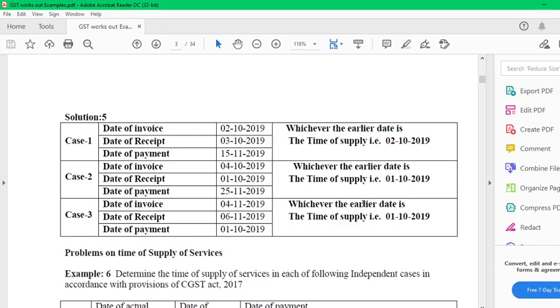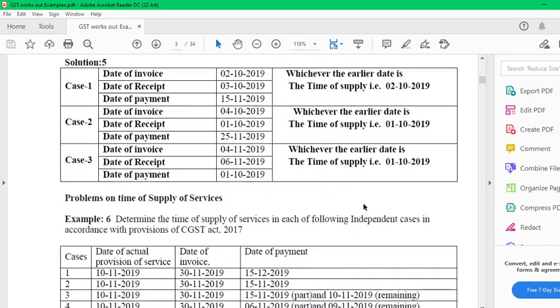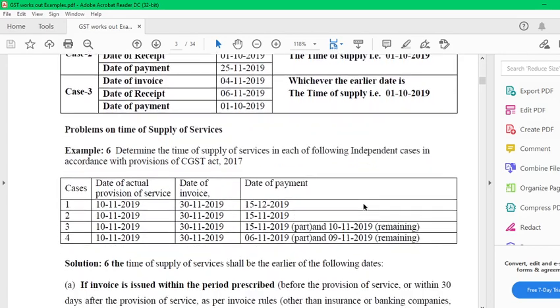Case 2, date of invoice 4, date of receipt 1/10, date of payment 25. 1/10 is earlier. Case 3, 4/11/19, 6/11/19, 1/10/19. Whichever is the earlier date, 1/10/2019. Very simple. Next, problem on supply of service.